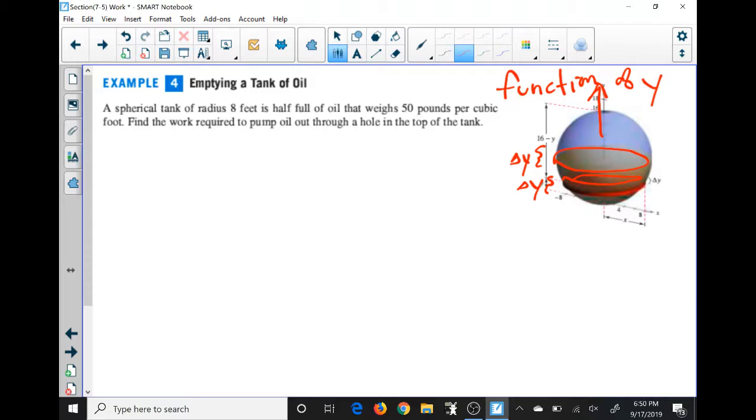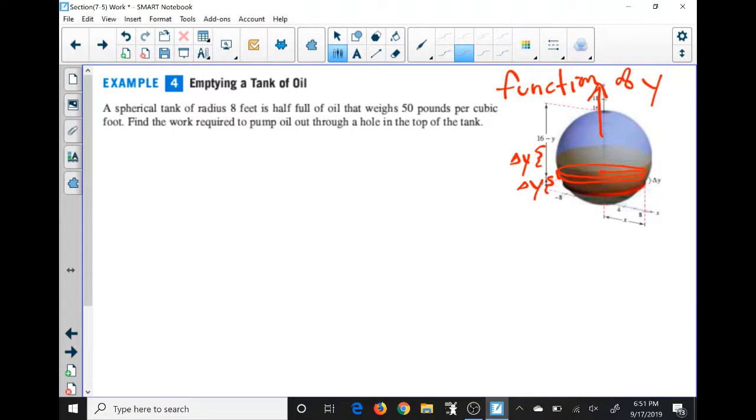Great. So now we have to say, well, what shape is each of these layers of oil? And they should look like discs, right? So each disk, we want to be able to calculate its volume. So if I have a disk of oil here, I need to find the radius of that disk.